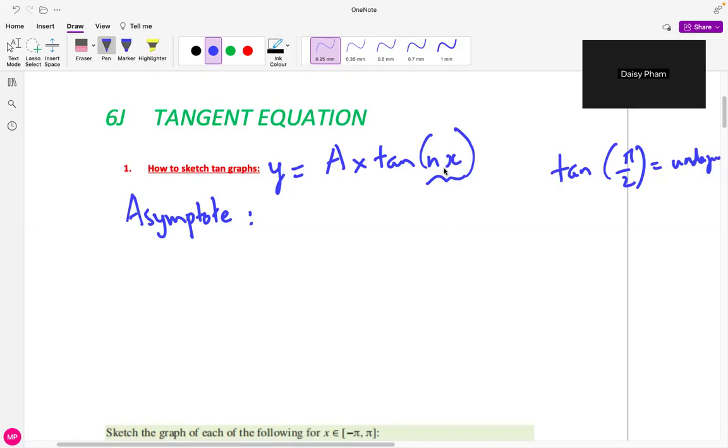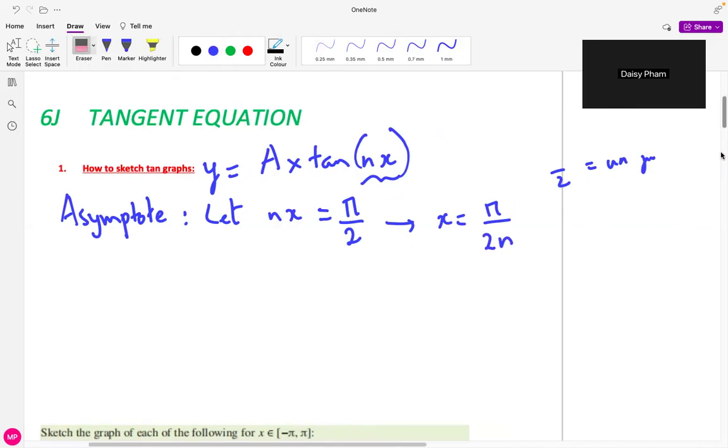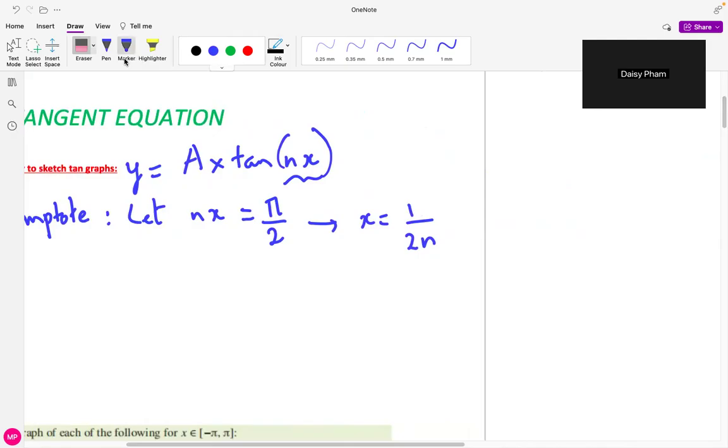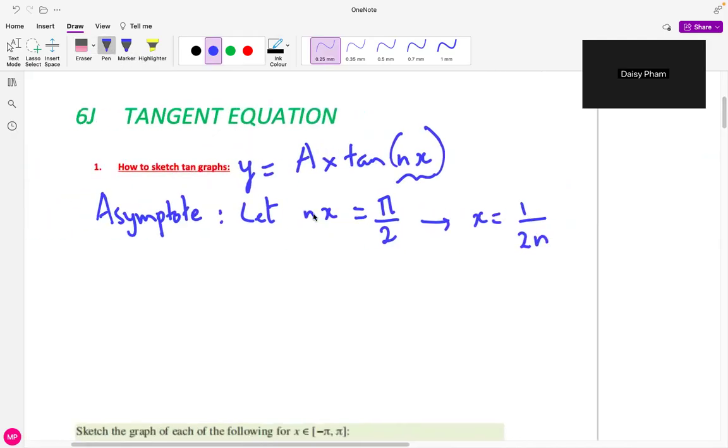So to find the asymptote, our first step is we let nx equal pi over 2. Then we solve for x, which is x equals pi over 2n. Okay, that's our first step. Then our second step is to find the other asymptotes for tan.